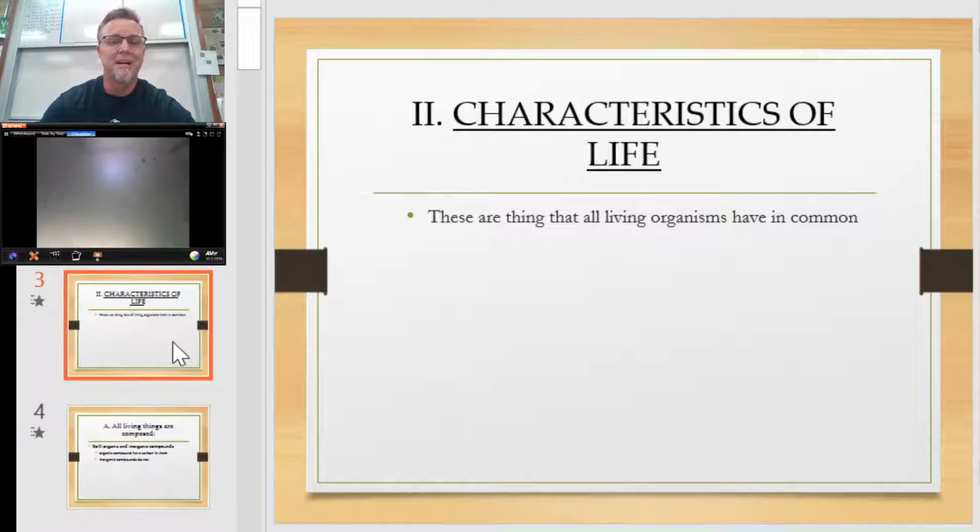You have to have every one of these characteristics of life in order to be considered alive. If you're missing just one, you're no longer considered alive. So we're going to start with the definition. The characteristics of life are the things that all living organisms have in common. So let's dive into that list.